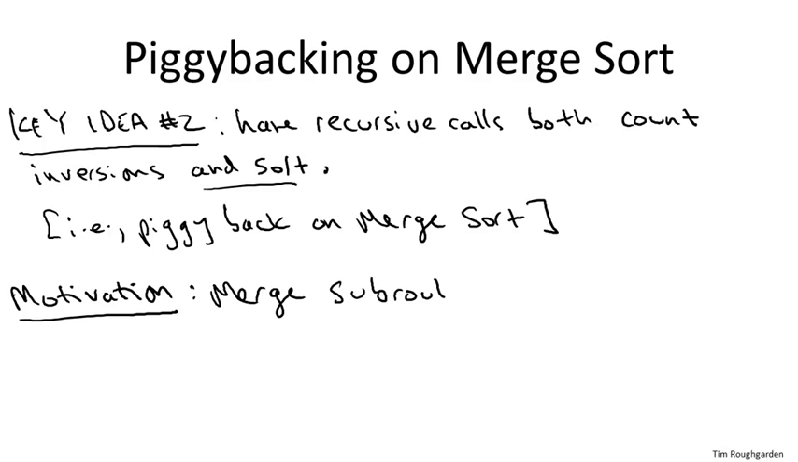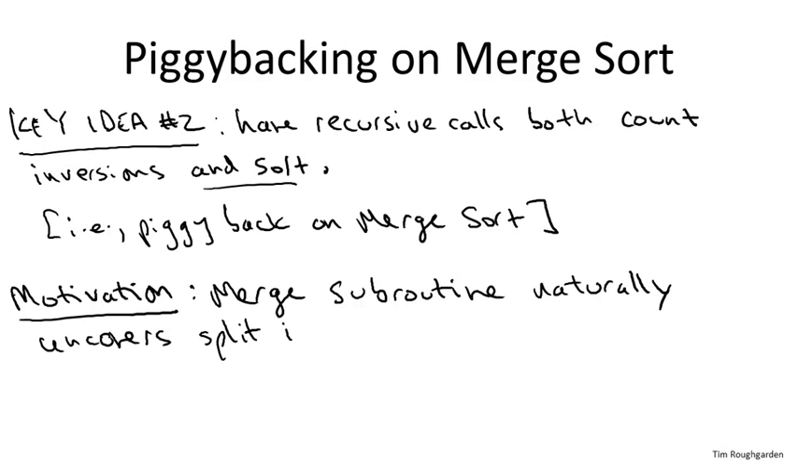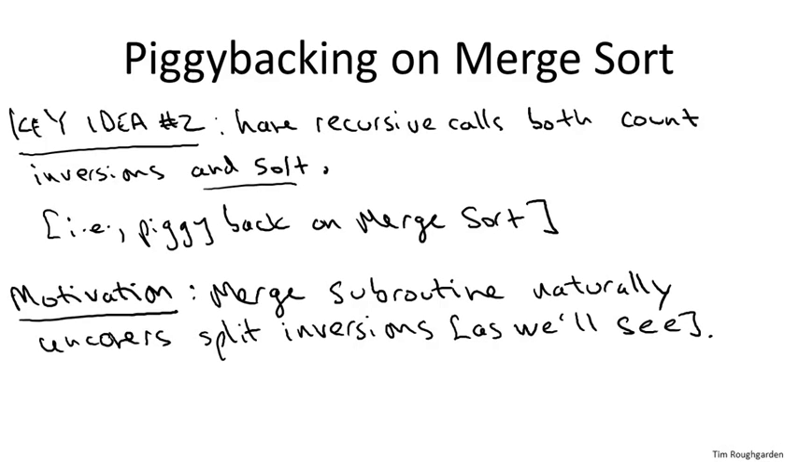So what does this buy us? Why should we demand more of our recursive calls? Well, as we'll see in a couple slides, the merge subroutine almost seems designed just to count the number of split inversions. As we'll see, as you merge two sorted subarrays, you will naturally uncover all of the split inversions. So let me just be a little bit more clear about how our previous high-level algorithm is going to now be souped up so that the recursive calls sort as well.